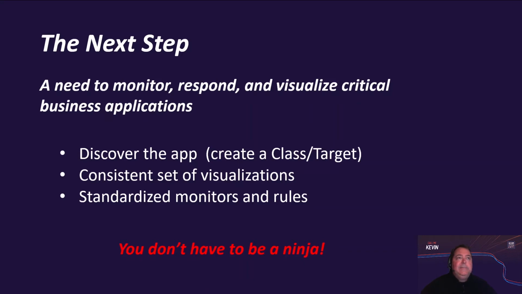So the first thing is we need to find out more about the application itself. Does it run only on those 5 servers? Is it beyond that? You can start to ask some questions, and so then we'll discover the application. So we want to create a class or a target so that we can target our monitoring to it by dynamically discovering that application. Then we'll develop a consistent set of visualizations, and we'll use some standardized monitors and rules.